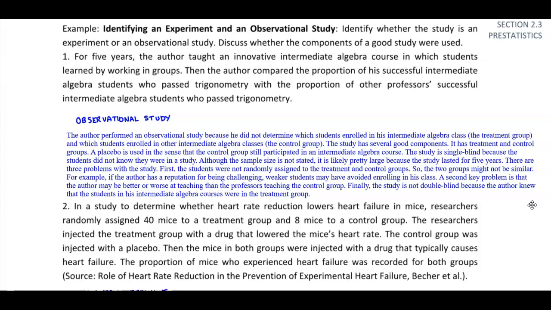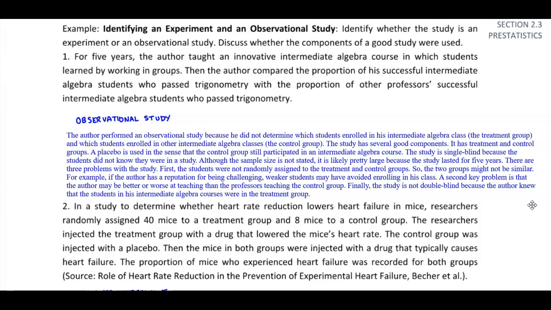There are 3 problems with this study. First, the students were not randomly assigned to the treatment and control groups, so the 2 groups might not be similar. For example, if the author has a reputation for being challenging, weaker students may have avoided enrolling in his class. A second key problem is that the author may be better or worse at teaching than the professors teaching the control group.